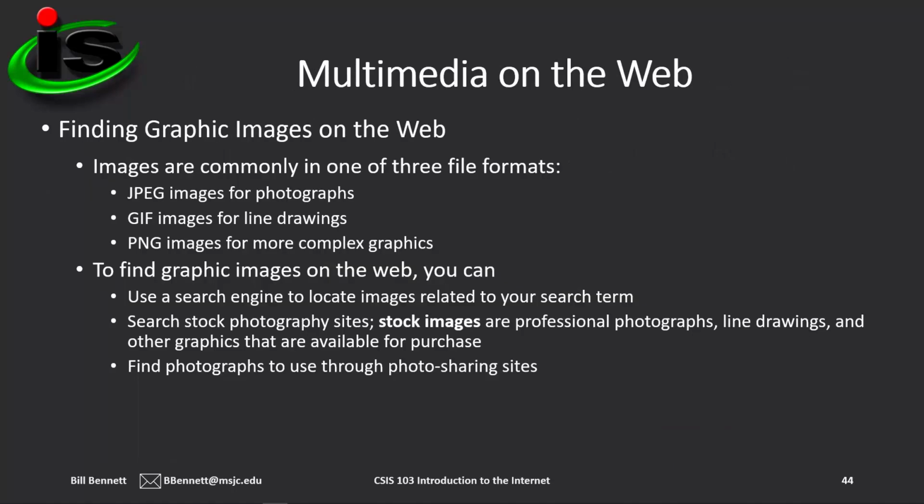When it comes to finding graphic images on the web, generally speaking, these images are commonly in one of three file formats: JPEG images for photographs, GIF images for drawings, and PNG images for more complex graphics. To find graphics on the web, you can use a search engine to locate images related to your search term. You can search stock photography sites. Stock images are professional photographs, line drawings, and other graphics that are available for purchase. And you can find photographs to use through photo sharing sites.